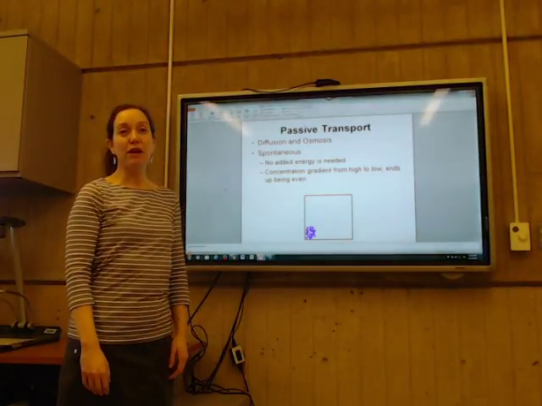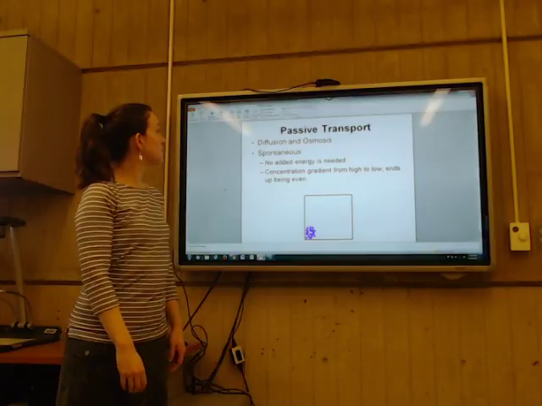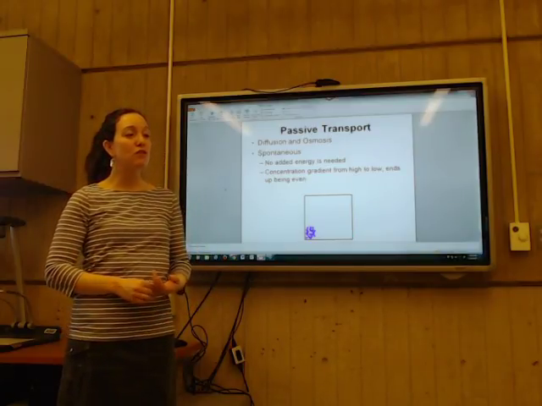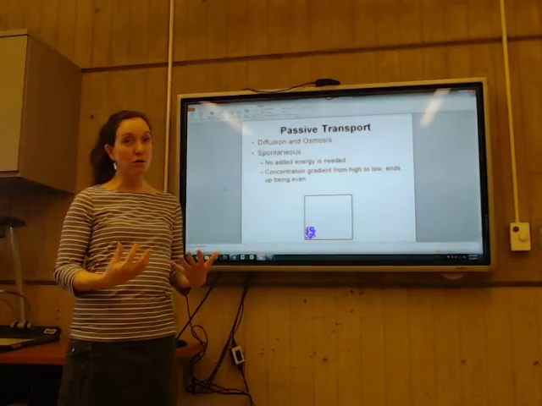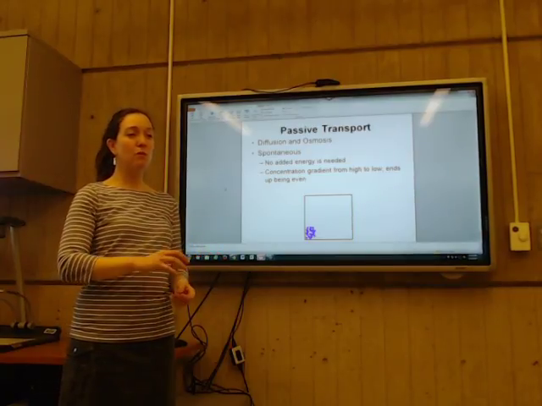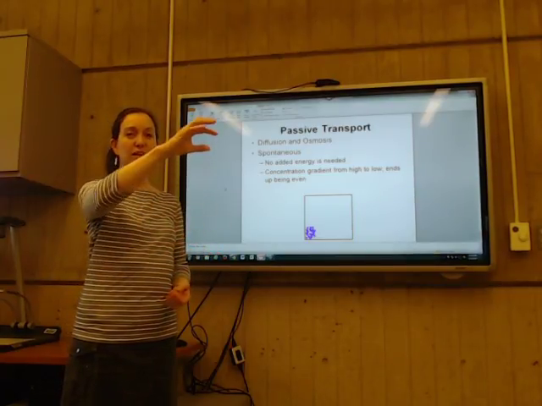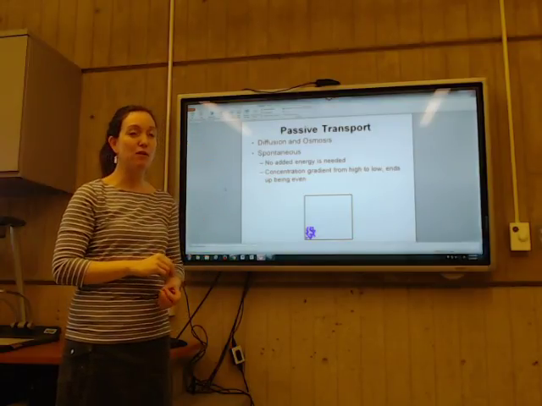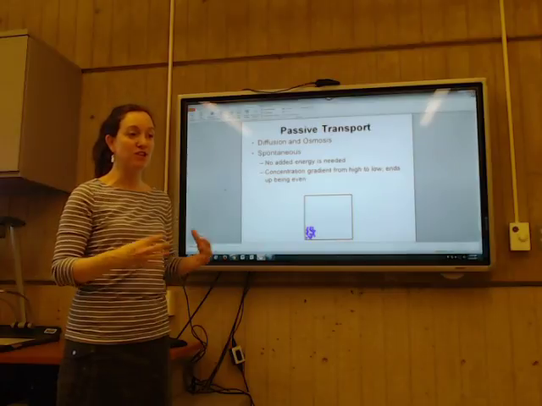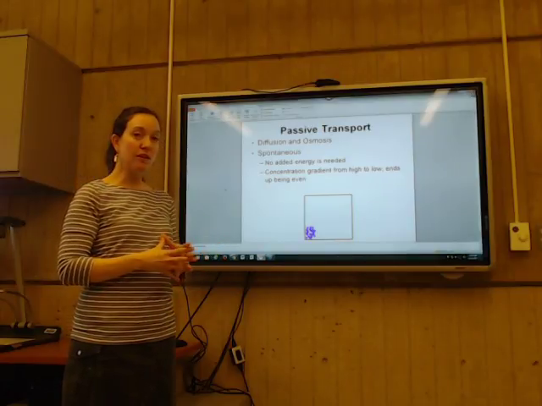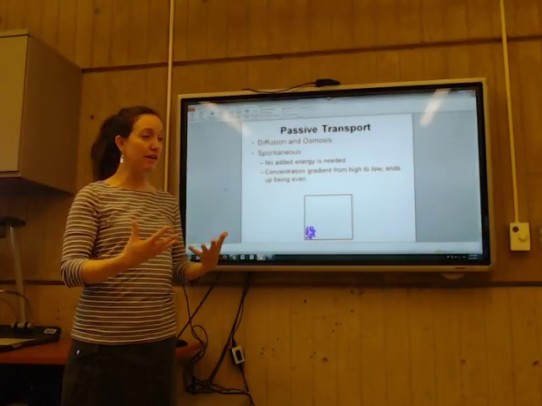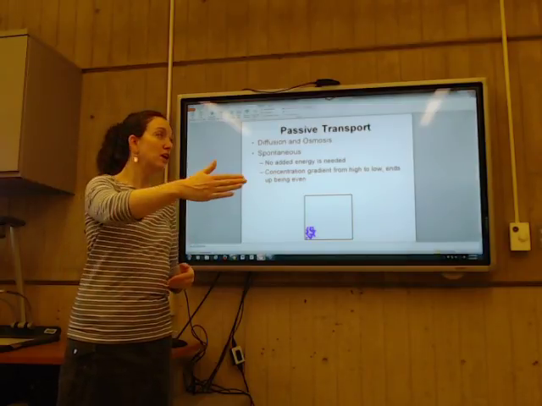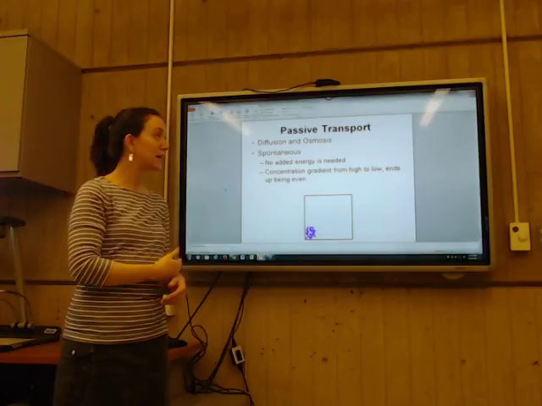Okay. Passive transport is diffusion and osmosis. Passive transport refers to types of transport that do not require an input of energy. So while those carrier proteins can move across the membrane, that takes energy in the form of ATP, that's cellular energy. Some things do not require any energy, such as those hydrophobic molecules that can diffuse across the lipid layer.